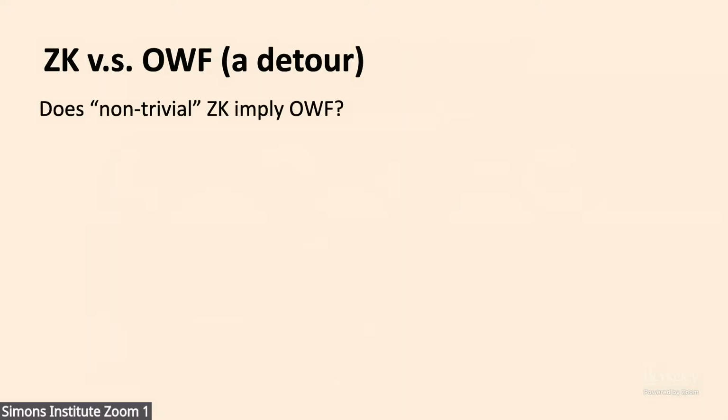Okay, let's do it. To do that, we need to do a little detour and discuss this question of does zero knowledge exist and is zero knowledge equivalent to one-way function? So what is known with respect to this question? Does non-trivial zero knowledge imply one-way function? We typically say yes, of course they do. Well, it's a little bit subtle what's known about this.